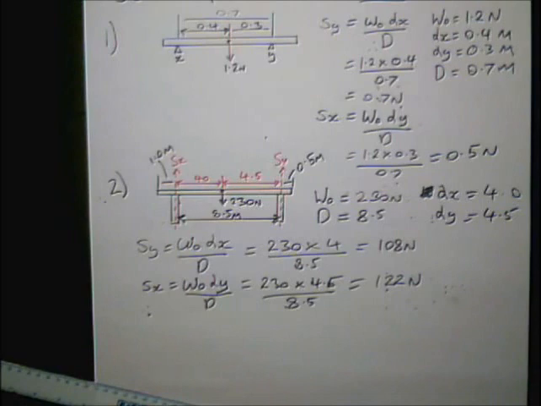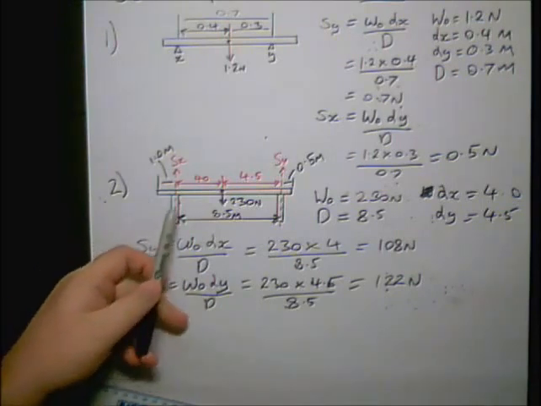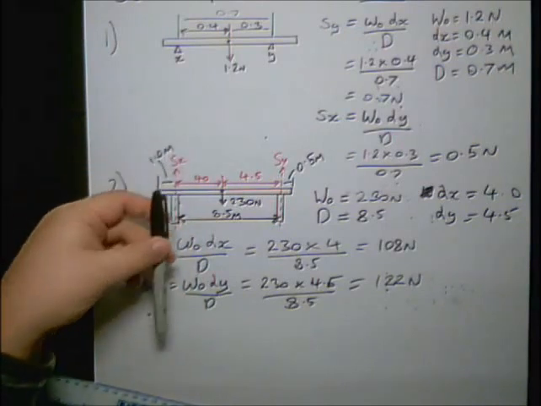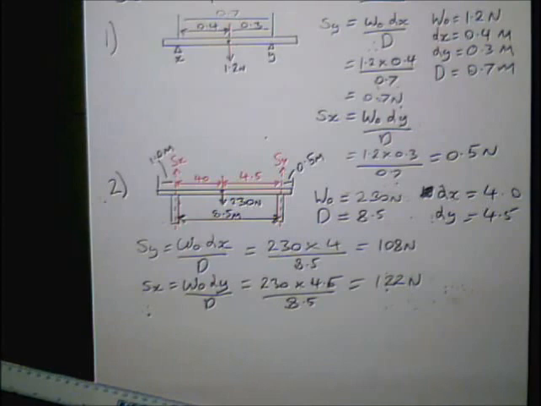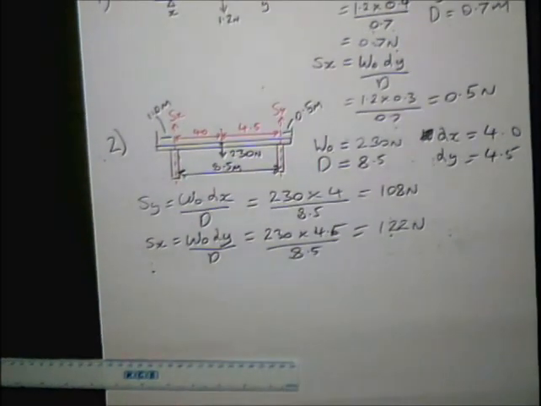Well, the beam isn't moving, which means it's in equilibrium, which means whatever force we're pushing up with must be counterbalanced by the force going down. And therefore, the answer to question B is they're exactly equal and opposite. So you would have a force of 108 newtons and 122 newtons, but in the opposite direction. That answers question 2. Question 3.